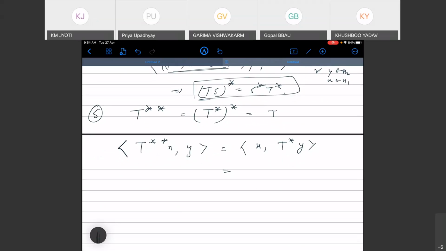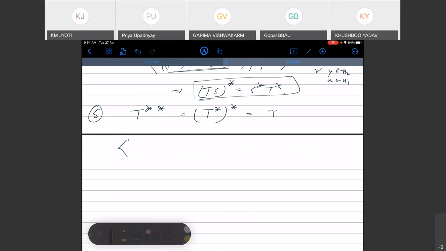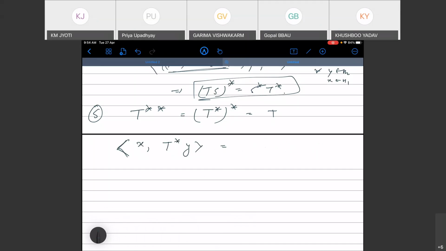ठीक है ना ये? Sir, डबल स्टार आएगा। नहीं, देखिए एक मिनट, फिर से इसको थोड़ा सा दोबारा देखते चलिए. डेफिनेशन यूज करनी, ठीक है. x comma T star y, क्या होगा, ये क्या होगा? T star star x comma y, है ना? कोई डाउट? और ये सेम है और ये सेम है Tx comma y के.